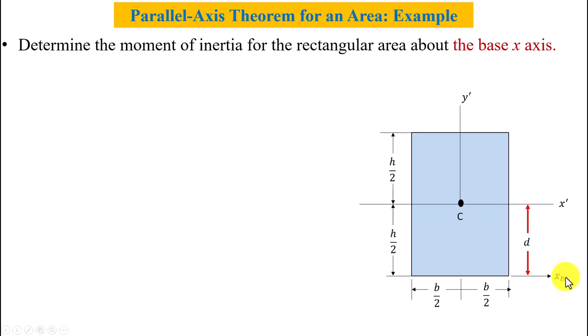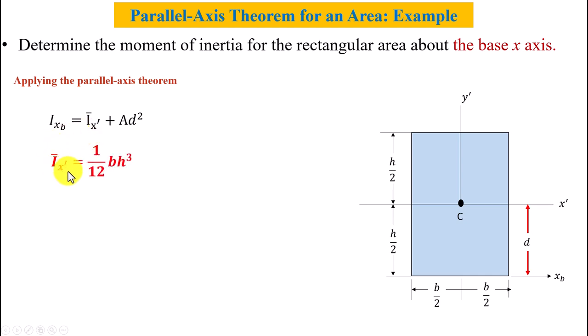Okay, remember that xb is parallel to x prime. Okay, the distance between x prime and xb is d. Therefore, using the parallel axis theorem, if I know the moment of inertia of this section about its centroidal axis x prime, simply I can calculate the moment of inertia about xb. Okay, well, Ixb equals Ix prime bar plus A d square.